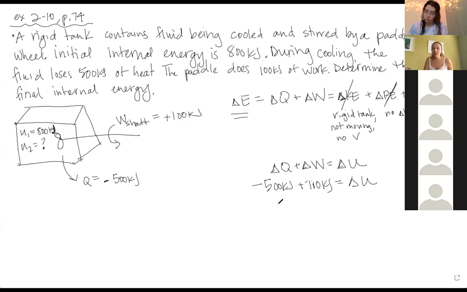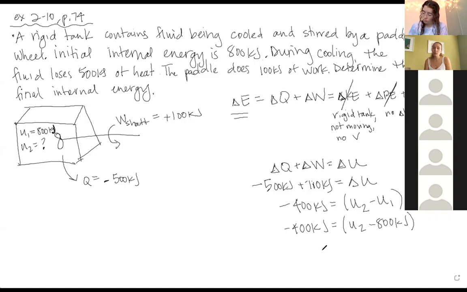So we have negative 400 kilojoules is equal to our change in internal energy, which is also U2 minus U1. And we know that U1 is 800 kilojoules. So now we have negative 400 kilojoules is equal to U2 minus 800 kilojoules. Solving for U2, we get positive 400 kilojoules.